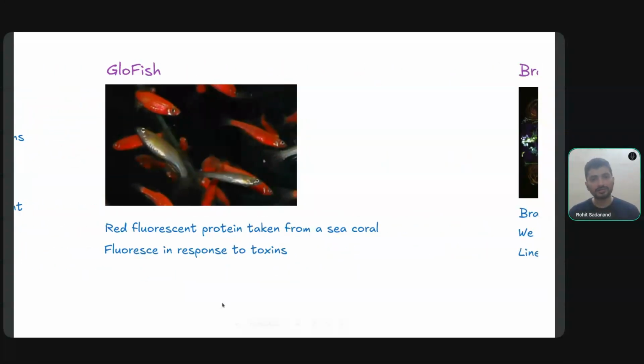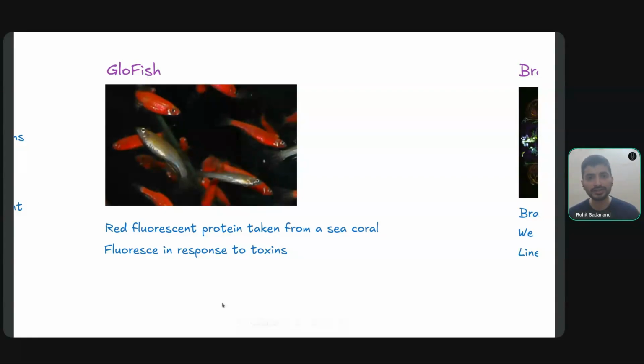And the kinds of things that we are able to do with these organisms is exemplified with the example of the zebrafish because we have modified it to quite a large extent. So one example is the glowfish, which is formed by taking a zebrafish and then making a protein from the sea coral express inside the zebrafish. So here you can see red colored zebrafish because they're expressing this protein from the sea coral.